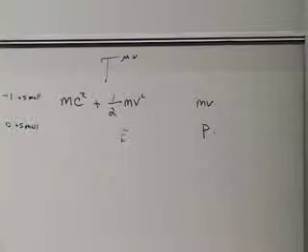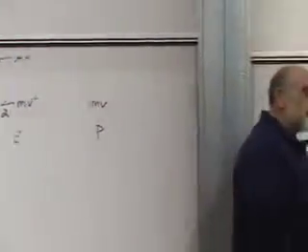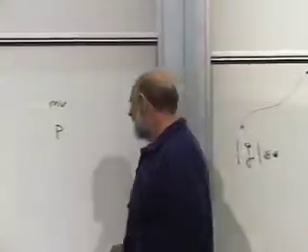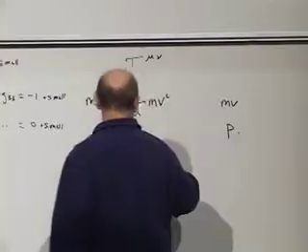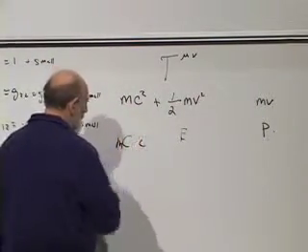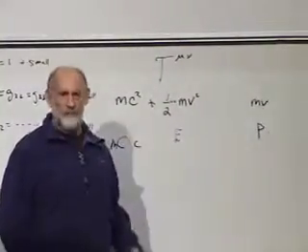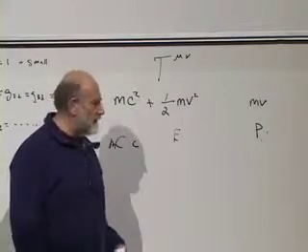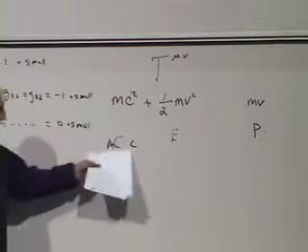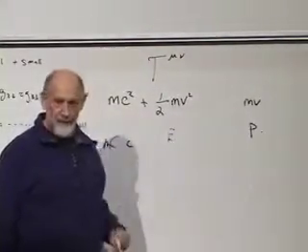mc squared. Every object of mass m has an energy mc squared. c is bigger than anything in sight. Let's write this as m times c times c. Well, mc is certainly bigger than mv, because c is big, 3 times 10 to the 8th meters per second. And c is doubly big here. So this is typically much bigger than mv.